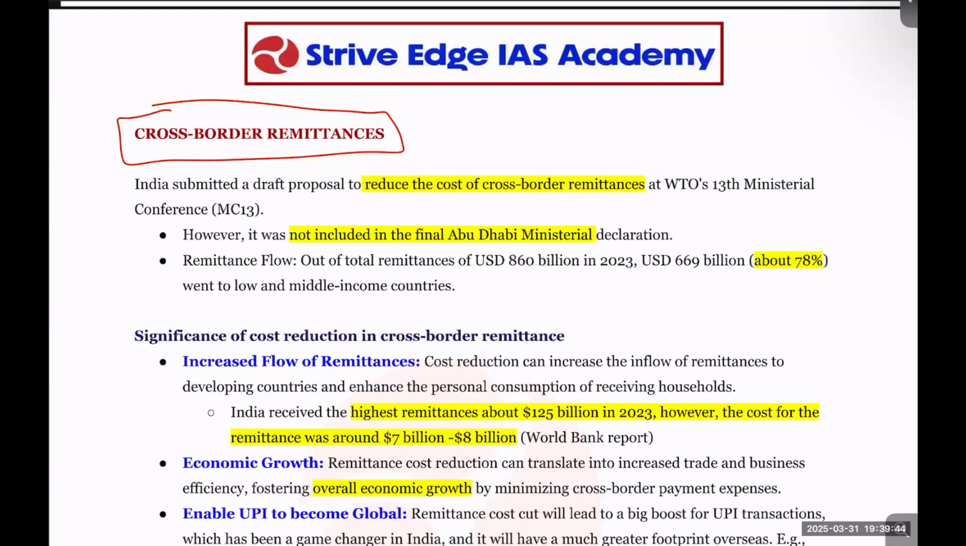From today onwards, we are going to discuss some of the new topics of current relevance. And we are going to start with cross-border remittances. Before this, we have already discussed, and in the last video, I told you that we would discuss this cross-border remittances topic in the next class.